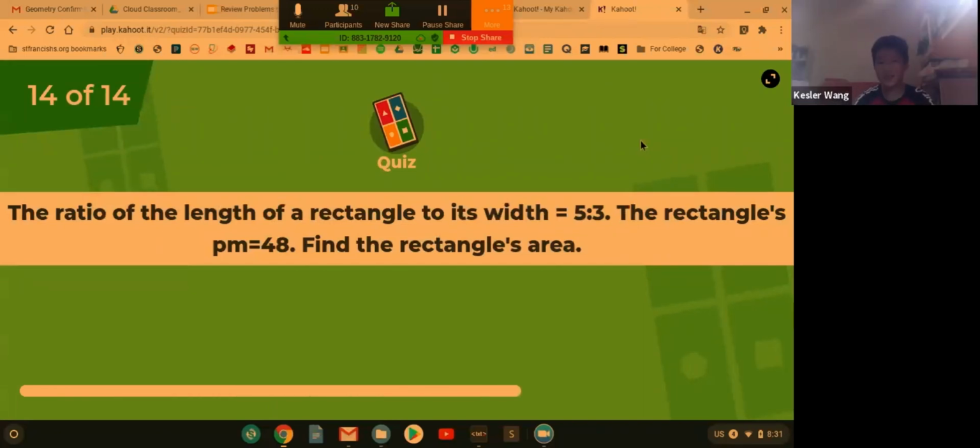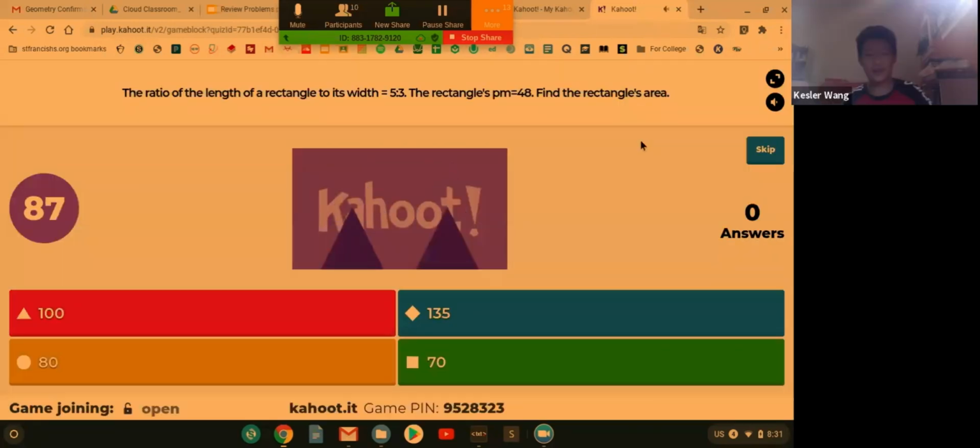The ratio of the length of a rectangle to its width equals 5 to 3. The rectangle's perimeter equals 48. Find the square's area.